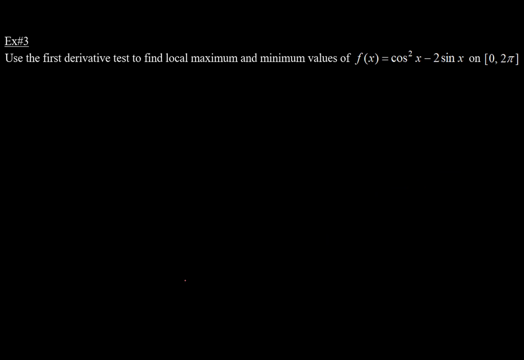All right, so example 3, we're going to use the first derivative test to find local maximum and minimum values of f of x, if f of x is defined as cosine squared of x minus 2 sine of x on the interval 0 to 2 pi. So they're not asking us to find all the maximum and minimum values on this function. They're just asking us to find them in one revolution.